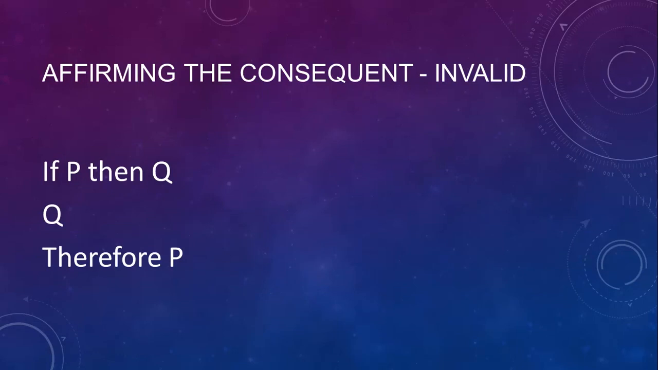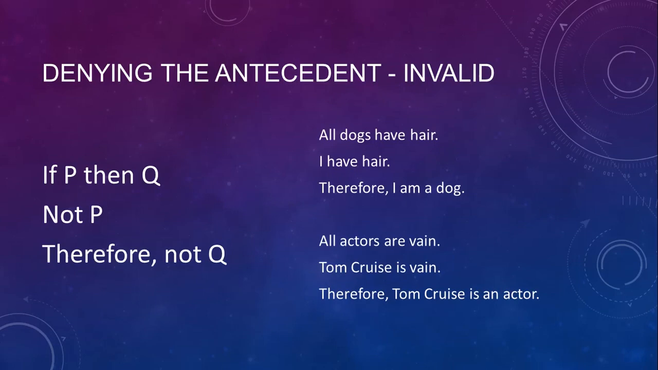Right. So this is an invalid argument form. This is not a valid argument. Unlike modus tollens, the one we just saw, if P then Q, Q, therefore P. An invalid argument form. So here's examples of these. All dogs have hair. I have hair. Therefore, I'm a dog. So two true premises leading to an obviously false conclusion. Here's a plausible sounding one that I think I showed you before. All actors are vain. Tom Cruise is vain. Therefore, Tom Cruise is an actor. That should strike you as sounding plausible, but not quite right. Right?